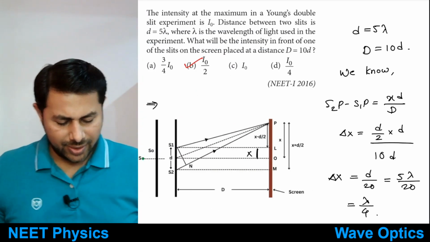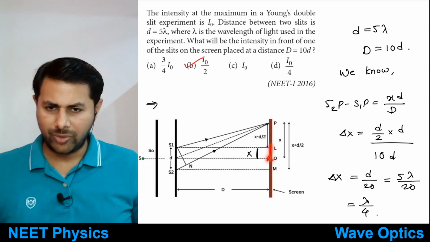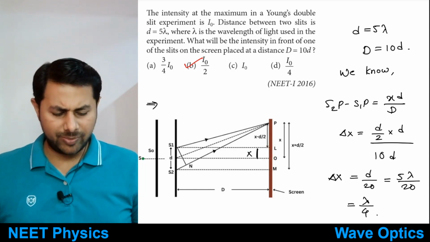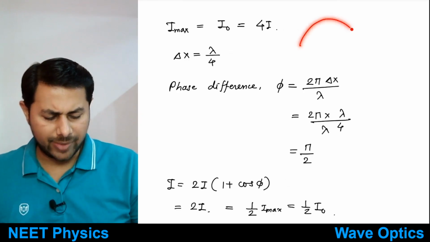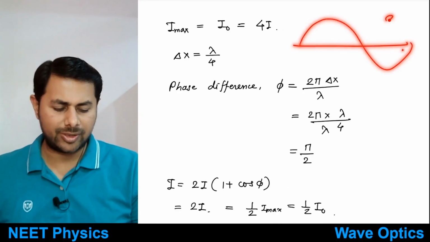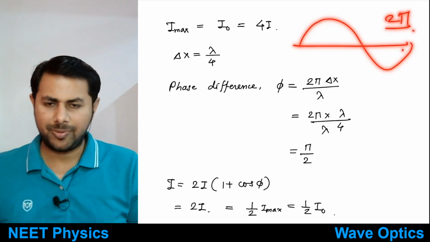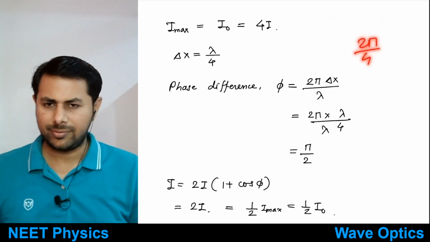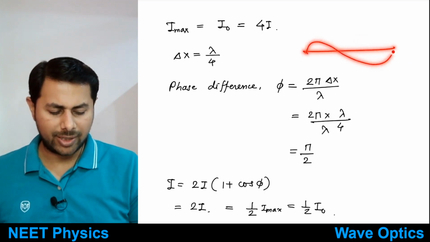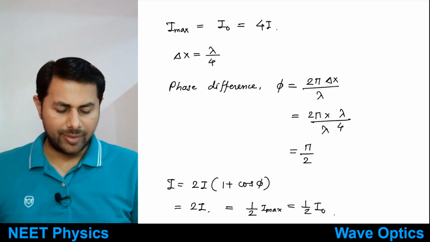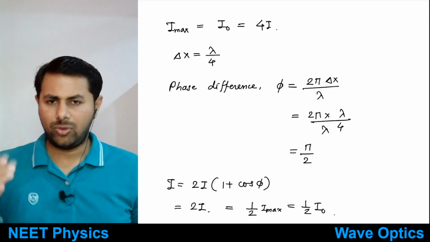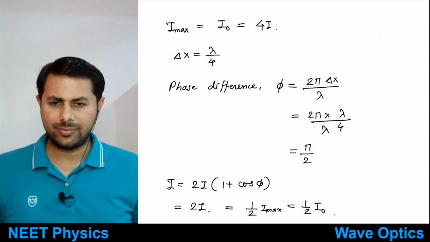So see, in this kind of question, what will you do? First of all, find out the path difference. And you can briefly remember it this way: path difference of lambda means phase difference of 2 pi. If path difference is lambda by 4, phase difference would be what? 2 pi by 4. Path difference of lambda corresponds to phase difference of 2 pi. Path difference of lambda by 4 would be phase difference of 2 pi by 4. That means pi by 2.